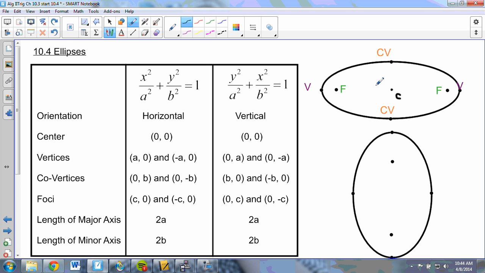And then the foci are next to the vertices. Not the co-vertices, but the vertices. The foci are closest to the farthest points. This ellipse here has a horizontal orientation, meaning it's stretched more sideways than vertically. This ellipse here has a vertical orientation, meaning it's stretched more up and down than it is sideways. Question about any of those so far? I'll talk about what all this means in a second.